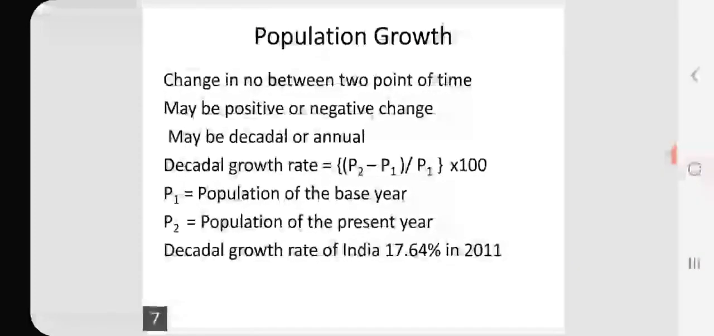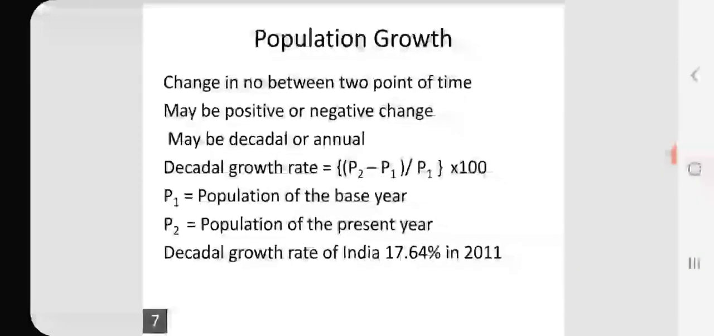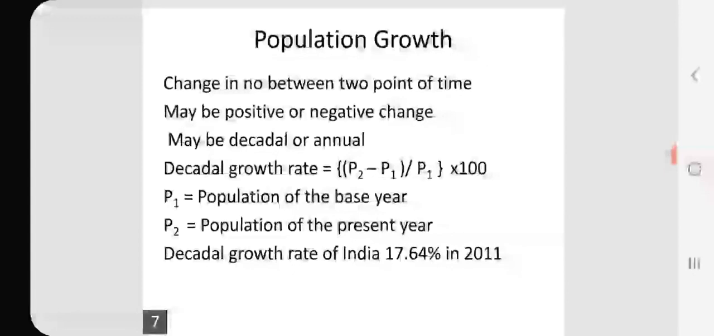Next, what is population growth? Population growth is the change in number of people between 2 points of time. So population growth is the change in the number of persons between 2 points of time. It may be a positive change or a negative change. Positive change means the increase of population and negative change means the decrease of population. Population growth can be calculated by decadal or by annual.